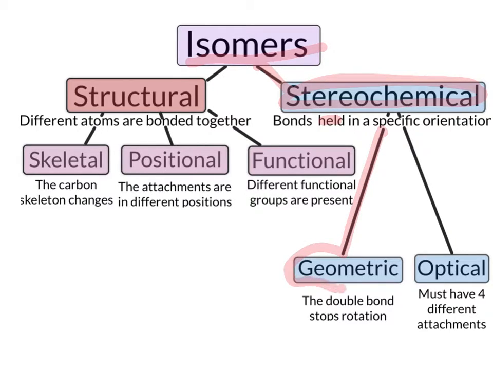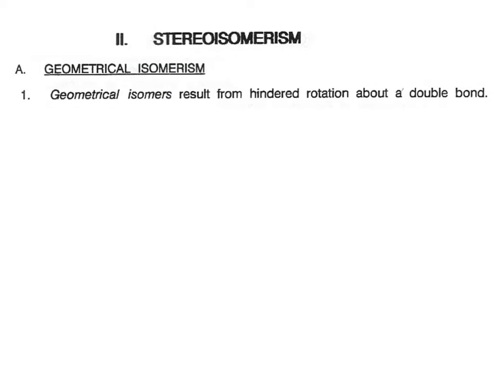Geometric isomers must have a double bond in them. The double bond stops the rotation, so again it's held in a certain position so we can have those geometric isomers. Geometrical isomers often result from a double bond. Double bonds do not allow free rotation at the double bond.